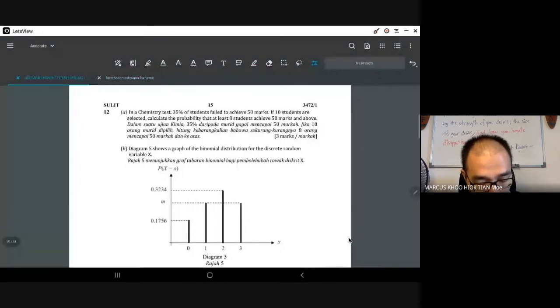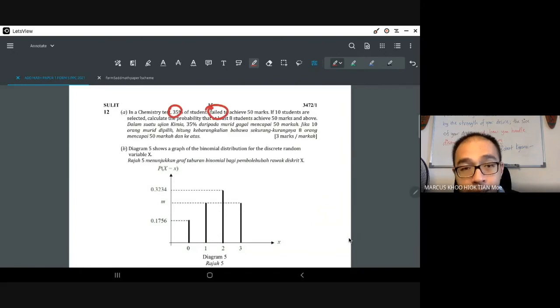Okay, question 12. In a chemistry test, 35% of students fail to achieve 50 marks. Okay, if 10 students are selected, calculate the probability that at least 8 students achieve 50 marks and above. Okay, so this is the case where the question becomes like a reversal. Okay, the probability given is the one that they fail, but the probability they ask you to find is the one that they passed. Okay, so you need to set your P and Q very, very correctly now.